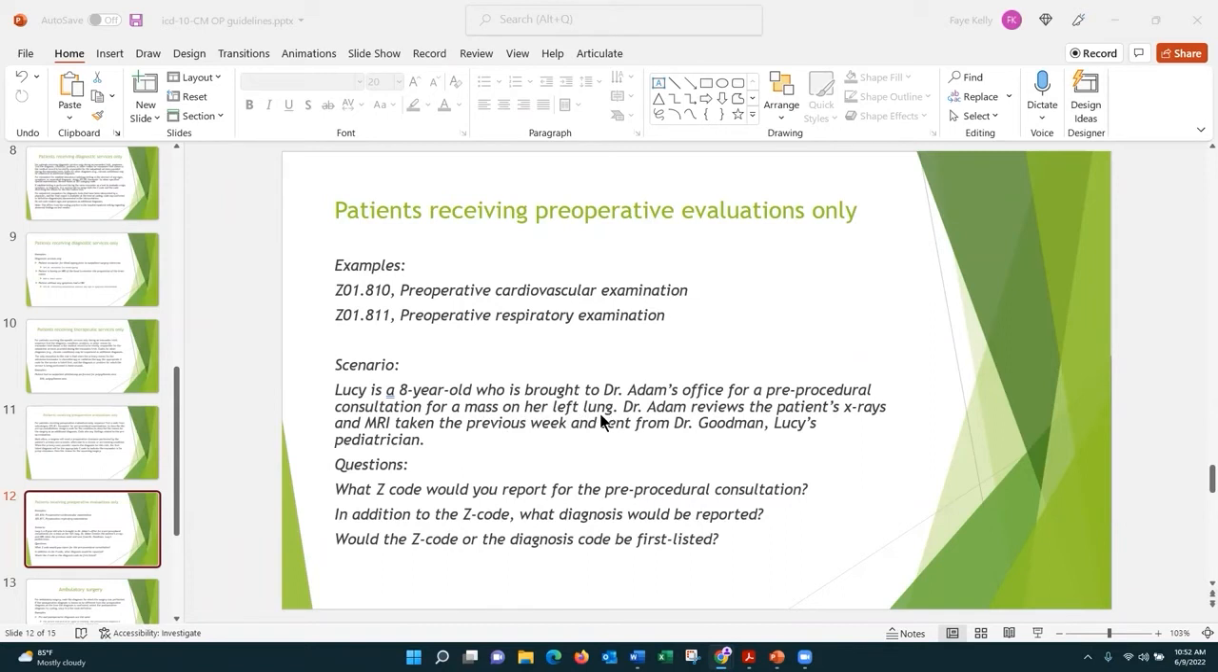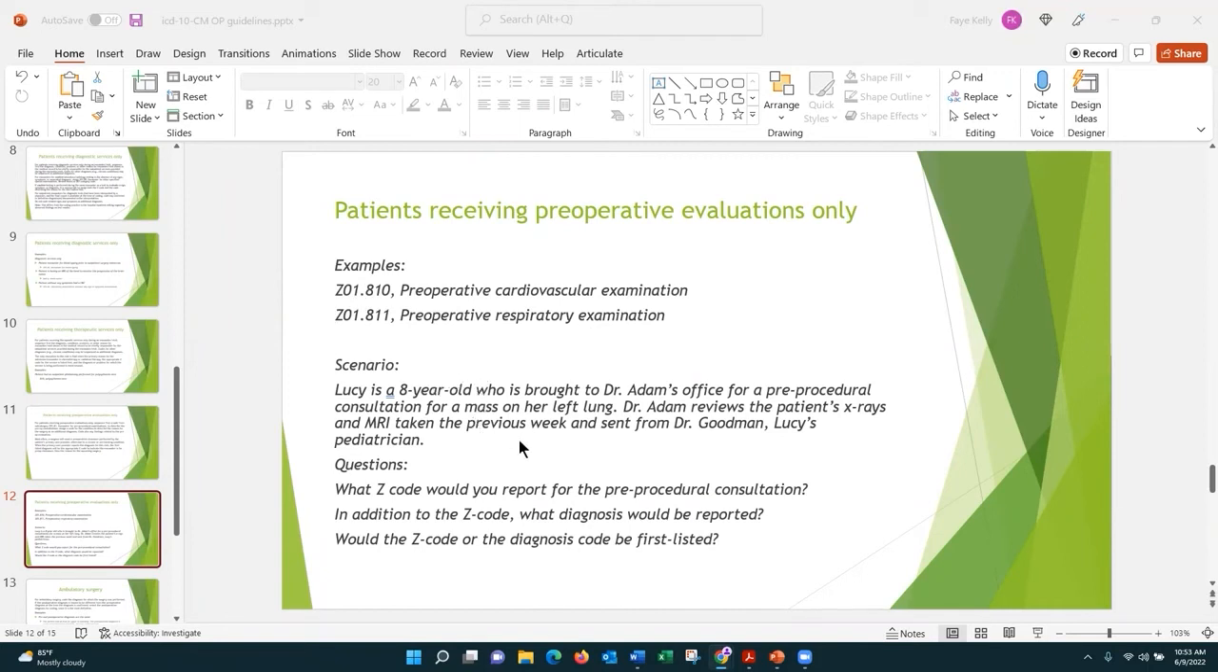So that's going to be a pre-op consultation, left lung. Lung is in our respiratory system, and that's how we determine the specific examination. So Z01.811 is going to be our Z code. And then we're going to report a diagnosis code for the lung mass. And then the question is, which one's first? Well, we know that Z01 is going to be our first listed diagnosis.